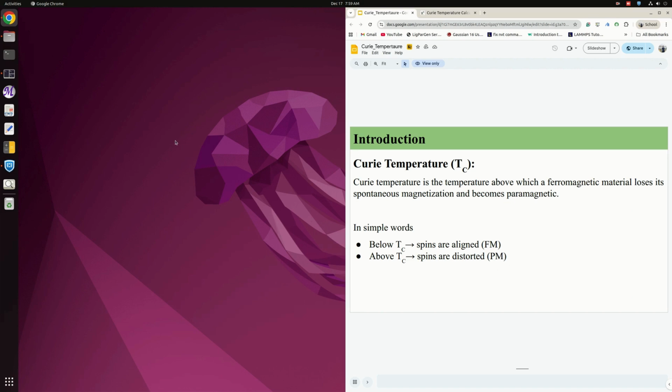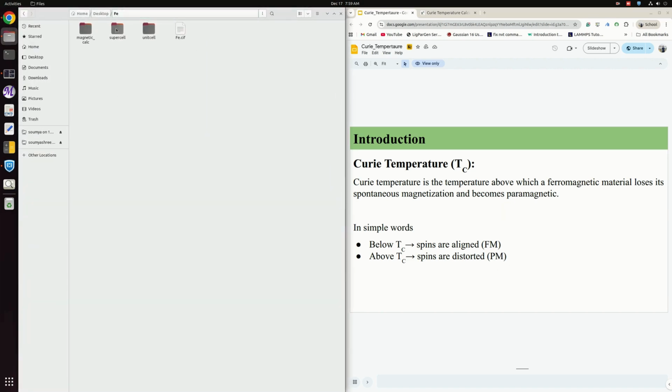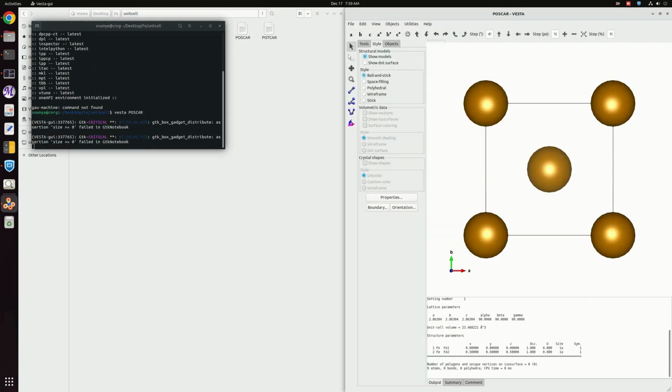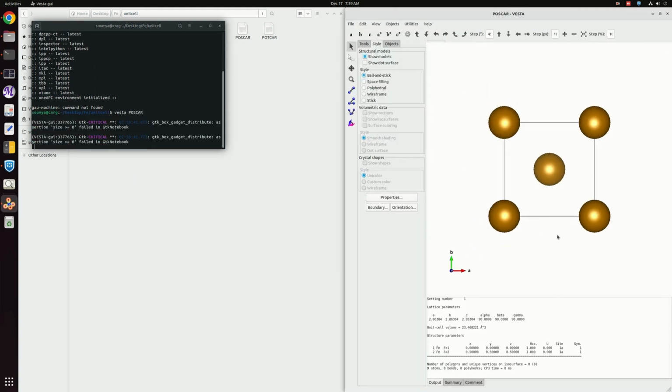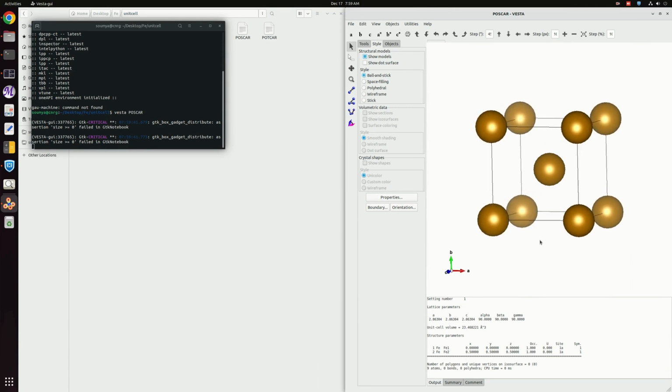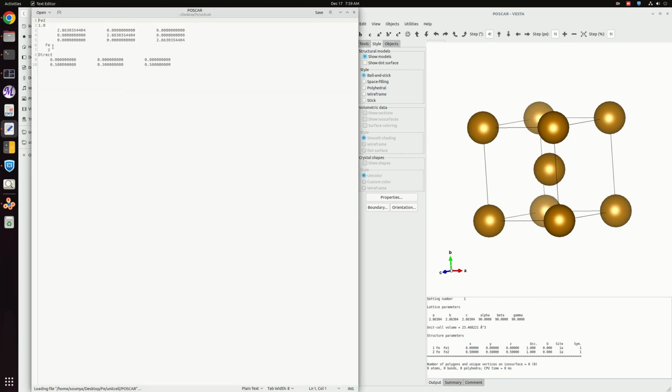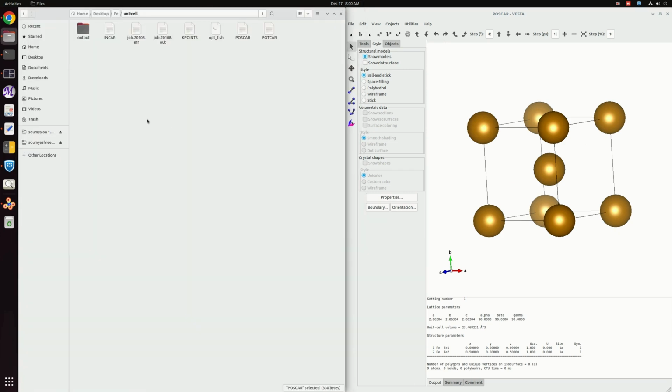Okay, now to do this calculation, I have taken the Fe structure, and here is the unit cell of that. First I am going to open the structure of the atom that I have taken here. You see that this is nothing but the BCC structure of the Fe atom, and we have only two atoms: the contribution from the corner is one, and the body centered atom is another one.